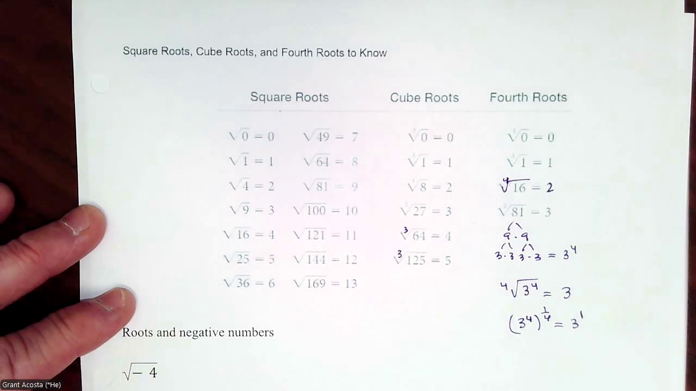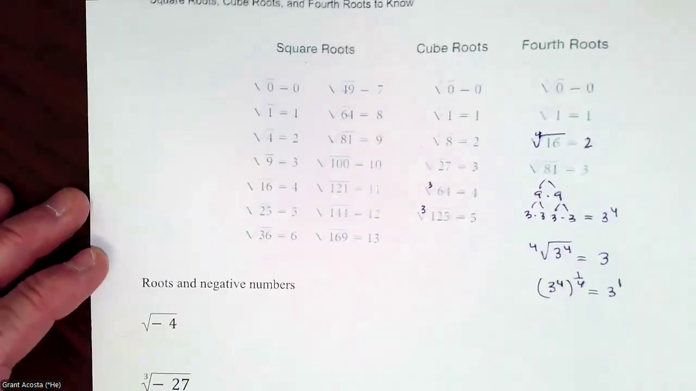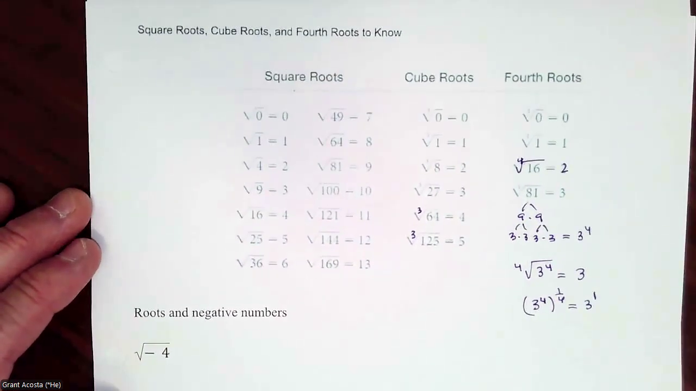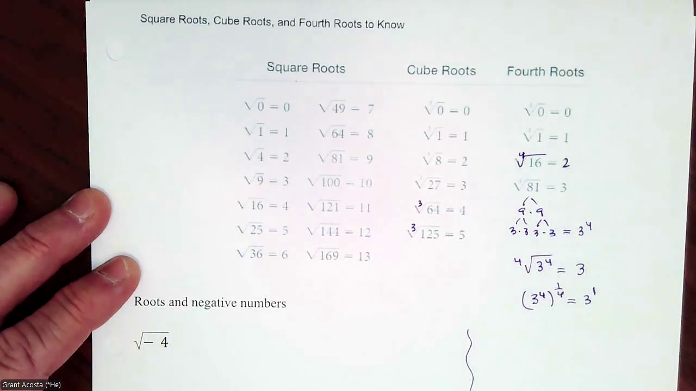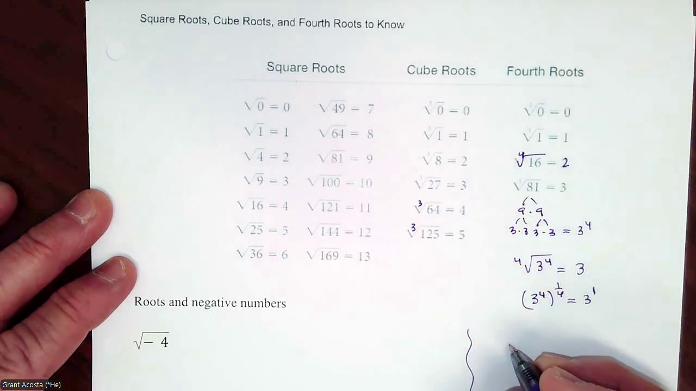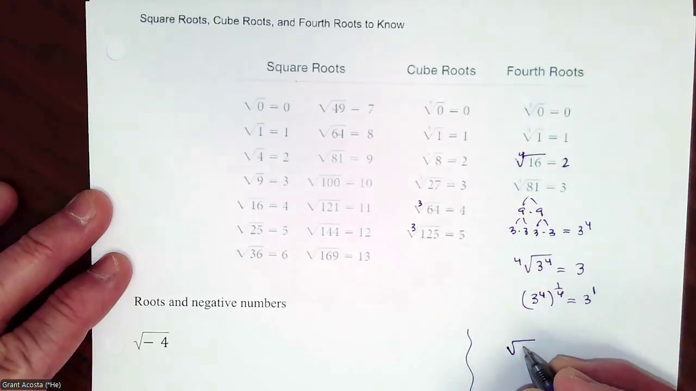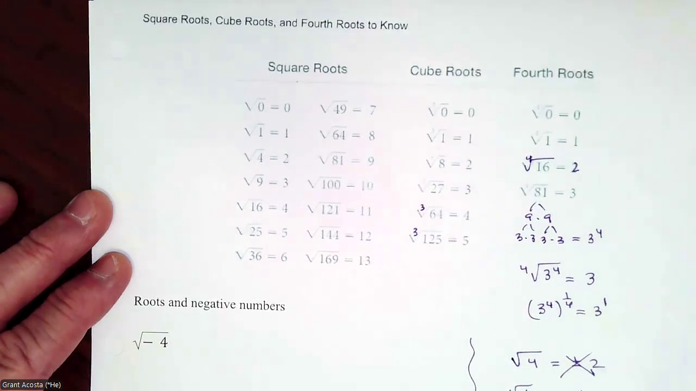Okay, so now when you talk about roots and negative numbers, there's some confusion sometimes. I'm actually going to use this over here for a moment. Let's talk about square roots. A lot of people think the square root of 4 could be plus or minus 2. That is not true. When we say the square root of 4, we are only saying positive 2. Square roots have to come out to be positive numbers.